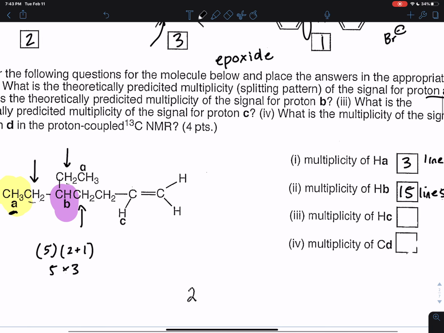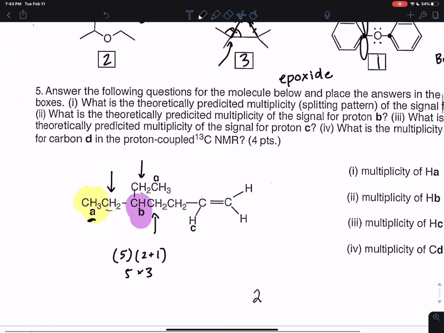All right, let's look at the next one. What is the theoretically predicted multiplicity of the signal for proton C? Where is proton C? Oh, this is a good one. Proton C is involved in what functional group? What is it attached to? An alkene. That's going to make a difference, so you have to be really careful now. You look at that proton itself, then you look at the neighboring carbons and ask how many protons those have. This neighbor, which I'm underlining, has 2, so we're going to do 2 plus 1.